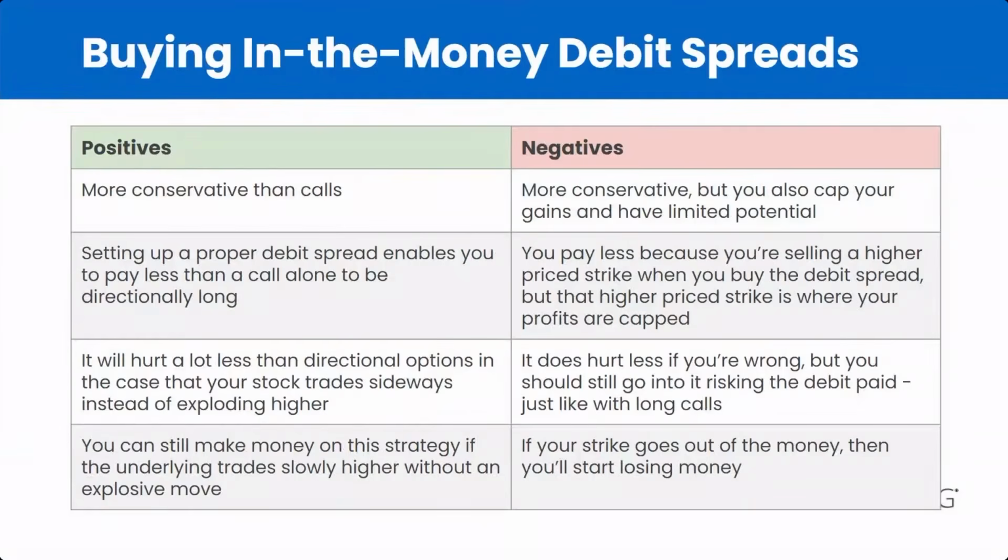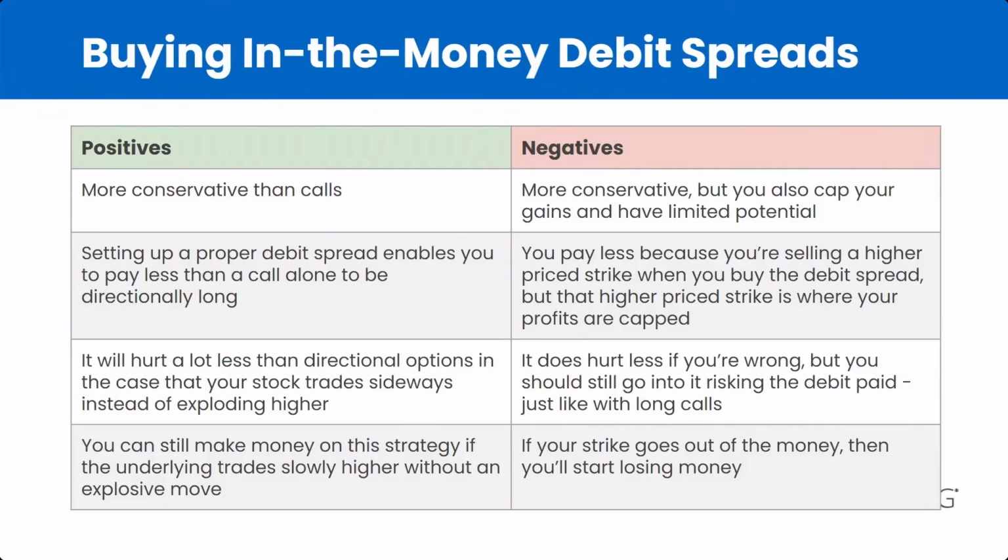Buying in the money debit spreads. The positives include being more conservative than calls. Setting up a proper debit spread enables you to pay less than a call alone to be directionally long. It will hurt a lot less than directional options in the case that your stock trades sideways instead of exploding higher. And you can still make money on this strategy if the underlying trades slowly higher without an explosive move.